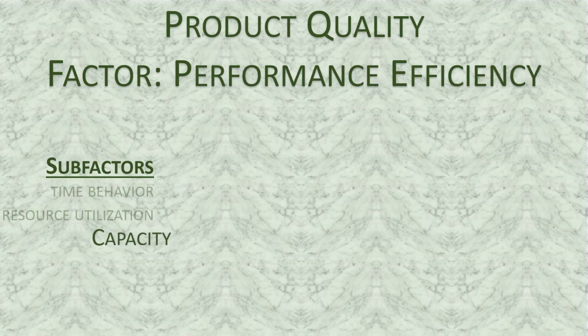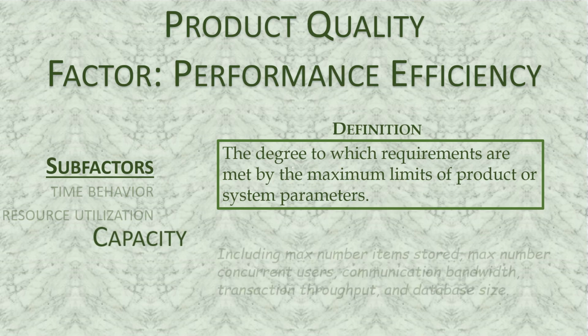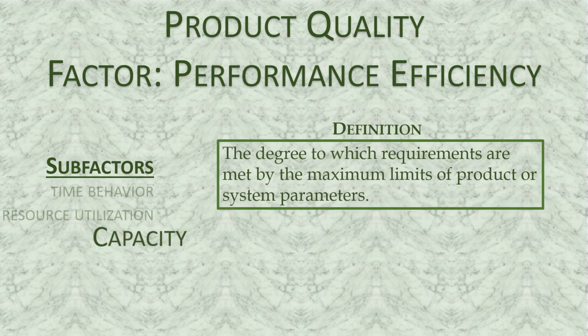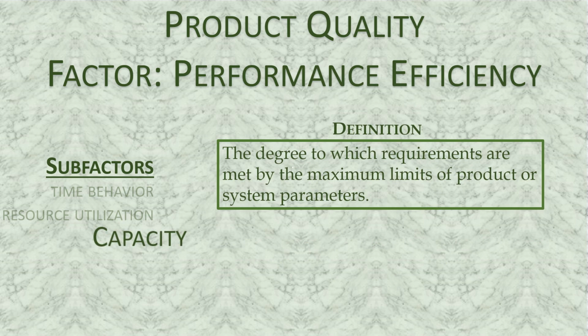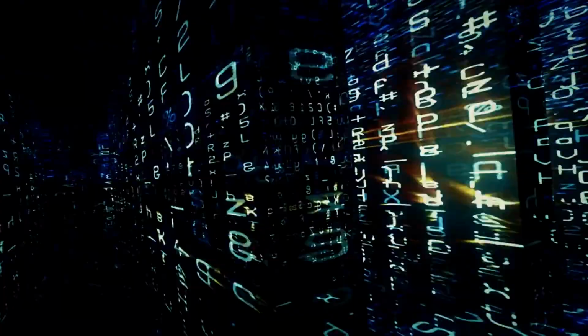The third performance efficiency subfactor is capacity. It's the degree to which requirements are met by the maximum limits of product or system parameters. Capacity might include the maximum number of items stored, the maximum number of concurrent users, communication bandwidth, transaction throughput, and database size. Sometimes as engineers, we get carried away with maximizing performance.